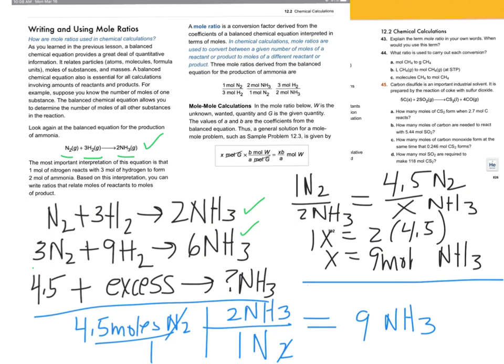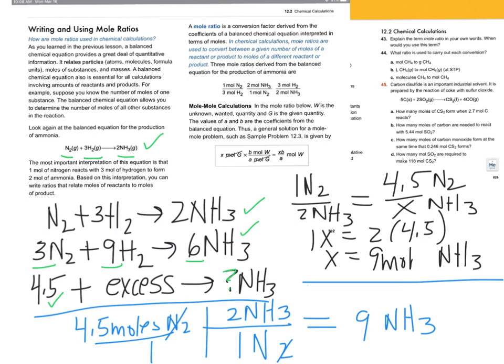So in this case, 3 moles of N2 reacts with 9 moles of H2 to produce 6 moles of NH3. But when you're in the chemistry lab, often you will have an unusual number of moles and an excess of another of the reactants, and you need to figure out how much of the product you're going to produce. So in this case, I have 4.5 moles of N2 and an excess of hydrogen, and I'm wondering how much NH3 I can produce.